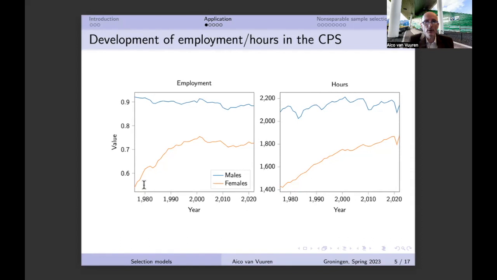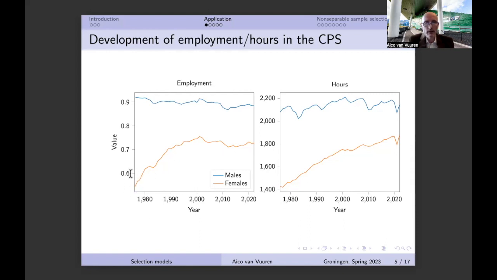The moment that we look at women, then we see a completely different picture. First of all, we do see that in 1976, the employment rates for women were at least comparable to, say, men, and also with respect to the period afterwards, it was relatively low.